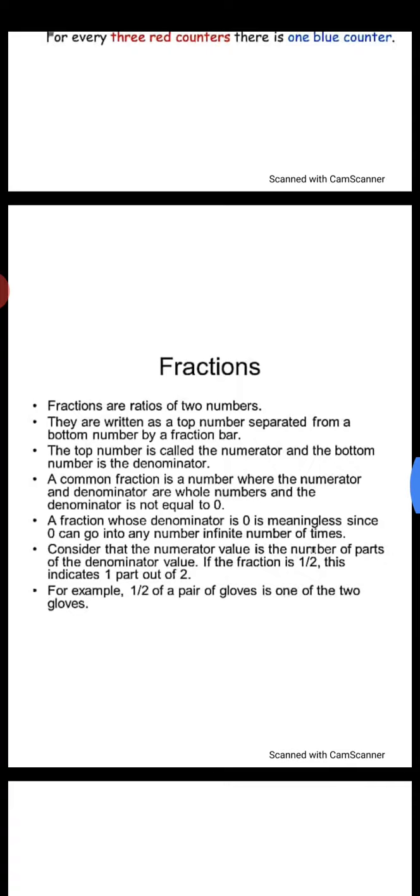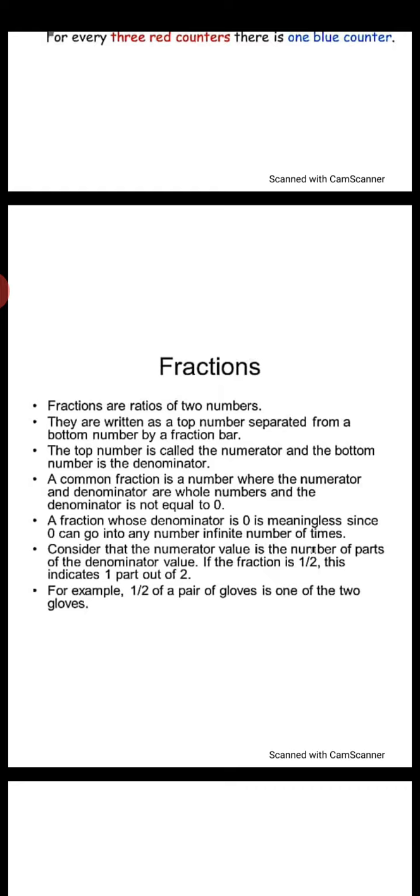In the case of fractions, let's see how they are defined. Fractions are ratios of two numbers. They are written as a top number separated from a bottom number by a fraction bar. The top number is called the numerator and the bottom number is the denominator. A common fraction is a number where the numerator and denominator are whole numbers and the denominator is not equal to 0.